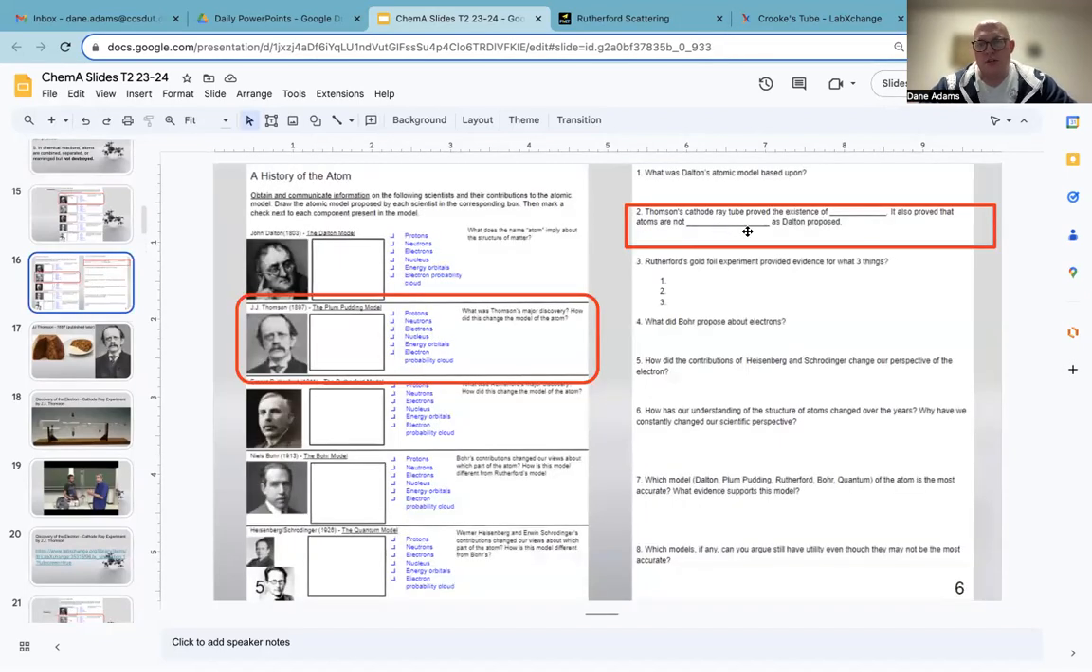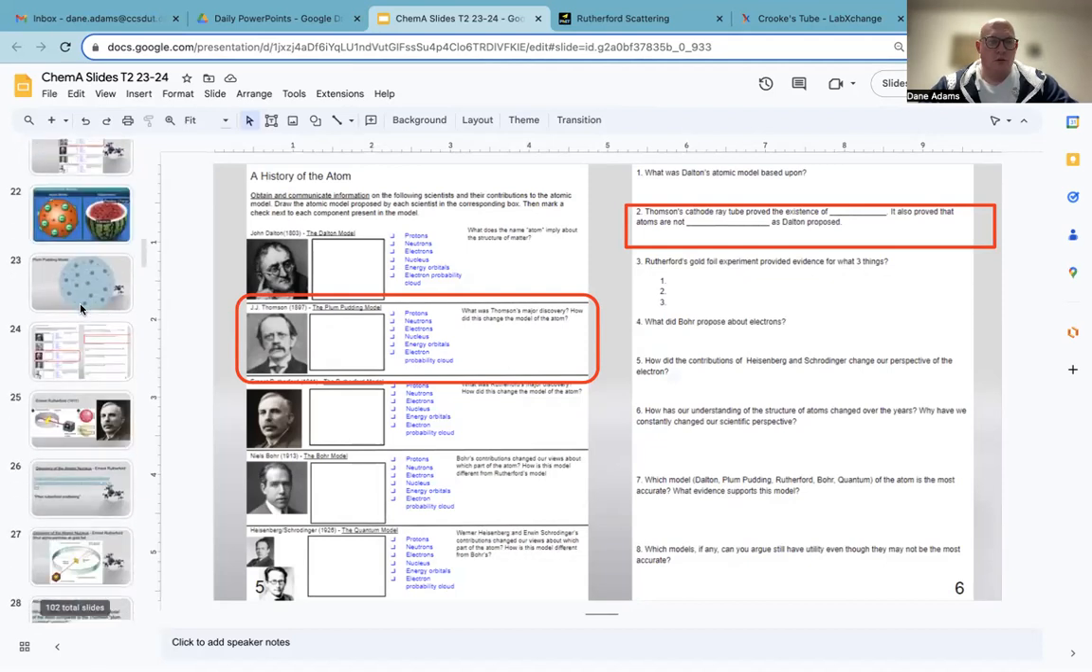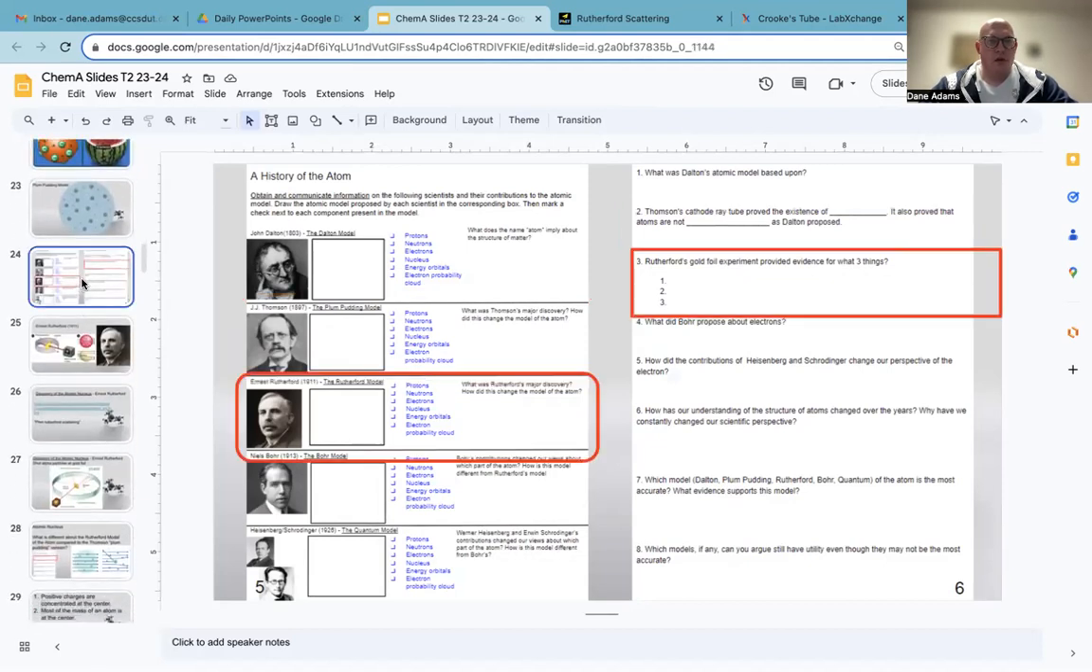Okay, right over here on page 6, I just want to make sure we get this one filled in. It says Thomson's cathode ray tube proved the existence of, and we can put electrons in that blank. It also proved that atoms are not, and then in this blank we can put uncuttable or indivisible, as Dalton proposed. Okay. All right, with that, we're ready to move on again.